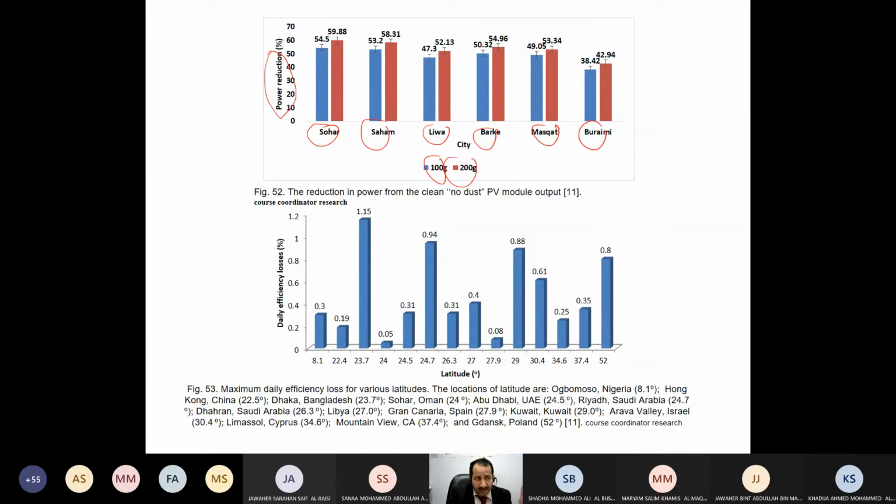In another way, this information was taken and then compared with other locations outside Oman, in other countries, as an example, in Nigeria, in Hong Kong, in China, in Dhaka, in Sohar, this is our study, in Abu Dhabi, Riyadh, and other countries. Each one of these bars represents a country, and here I'm talking about daily losses, how much the daily losses are because of dust. You can see here the lowest was in Sohar, which is in the north part of Oman.